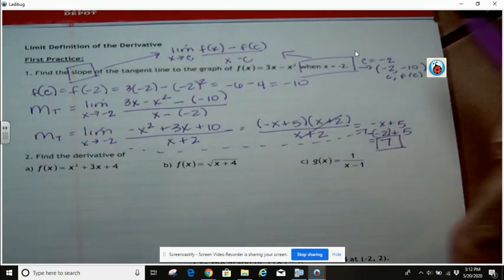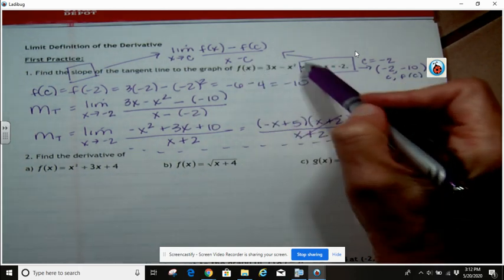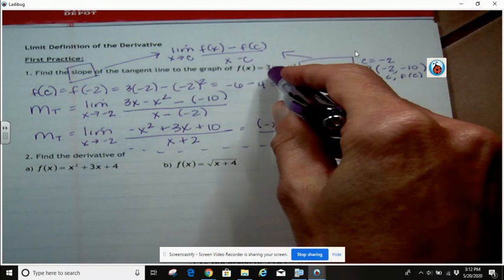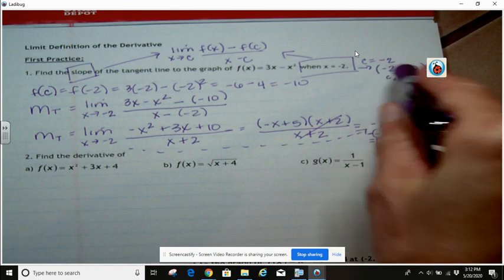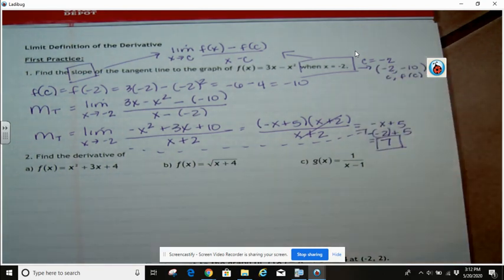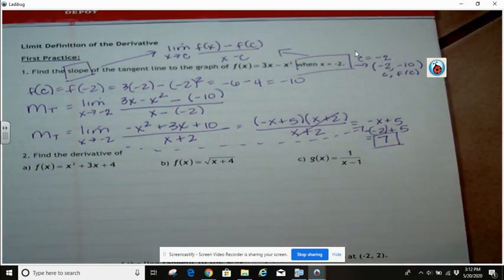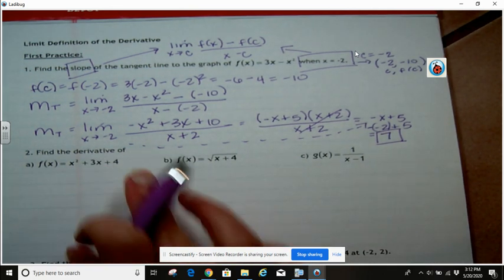Okay, so on this function, which is a parabola that turns down, at this specific point, the slope is 7. That's it. All right, find the derivative of.